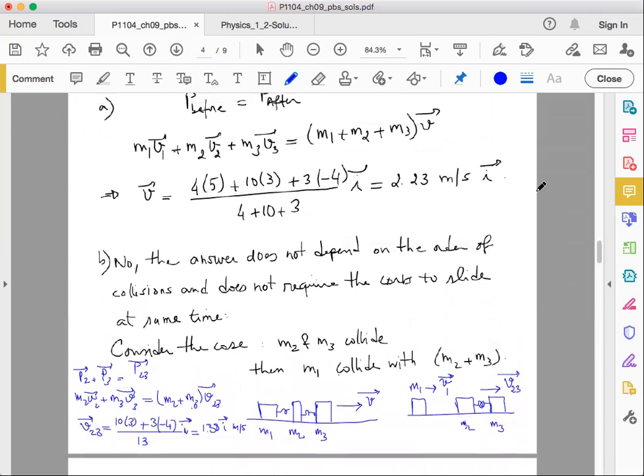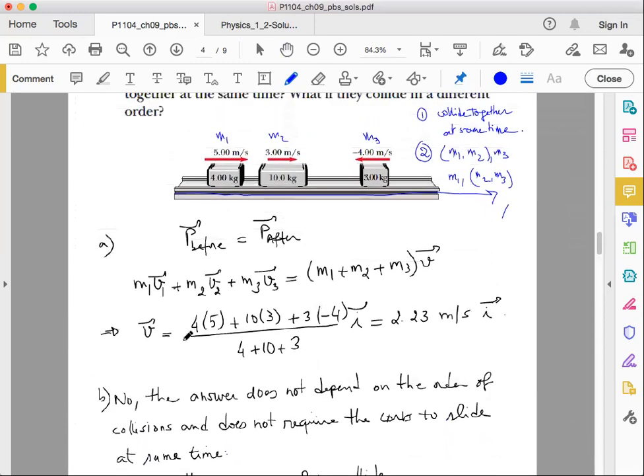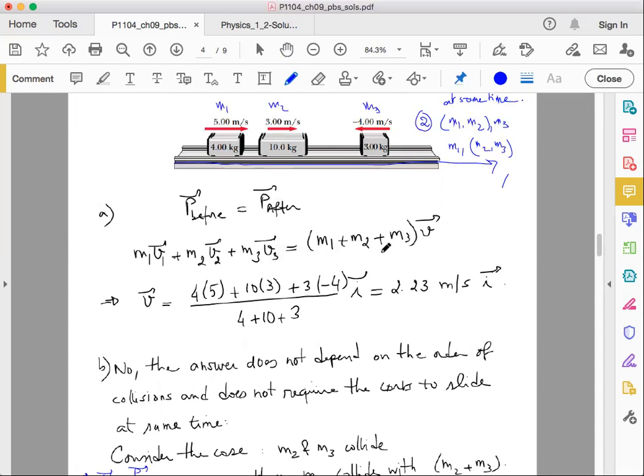So from this first test, we check that if you take all the cards to collide together, or if you take the cards to collide in different order, you end up with the same result. So actually the answer does not depend on the order of the collision and does not require the cards to slide at the same time.